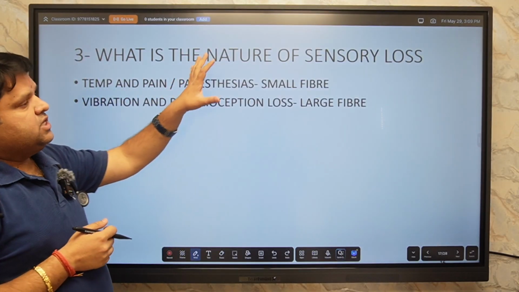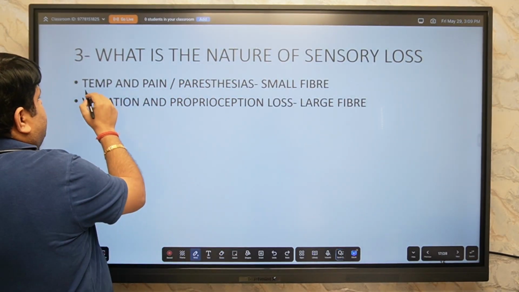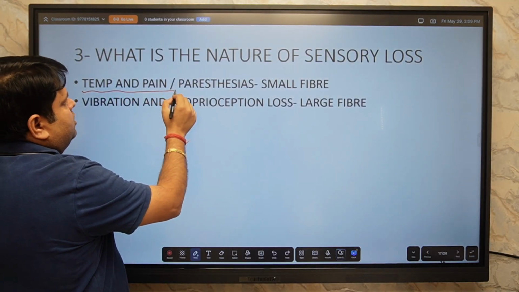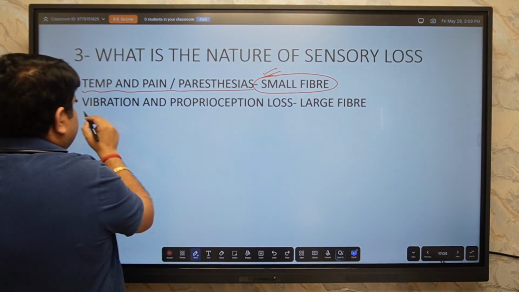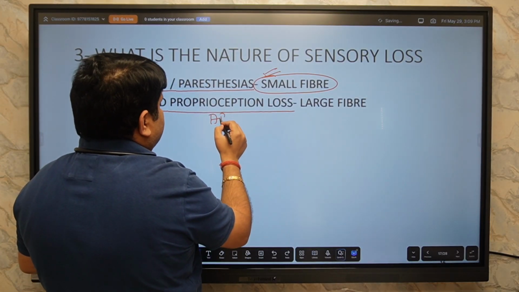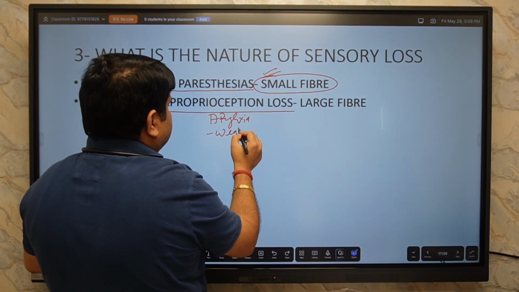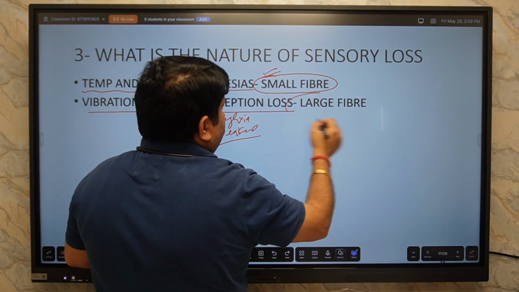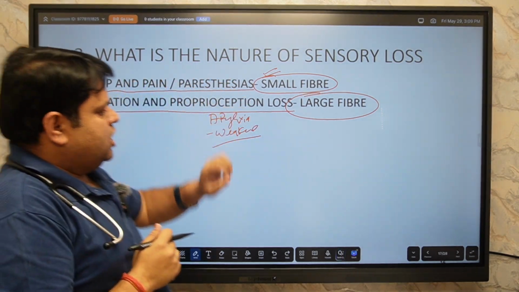Then third is, what is the nature of the sensory loss? If temperature and pain involvement is more, and paresthesia is more, then the chance of small fiber neuropathy is high. If there is loss of vibration and proprioception, and there is areflexia, loss of reflexes, and weakness, then there is involvement of the large fibers. So we approach accordingly, depending on which type of sensory loss is there.